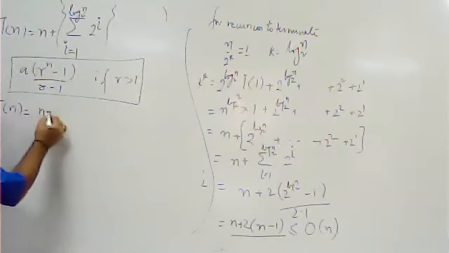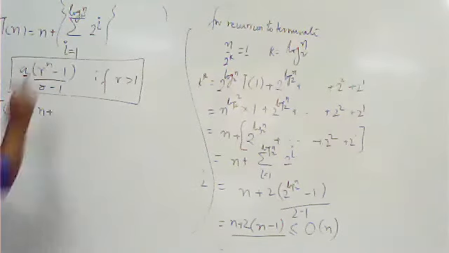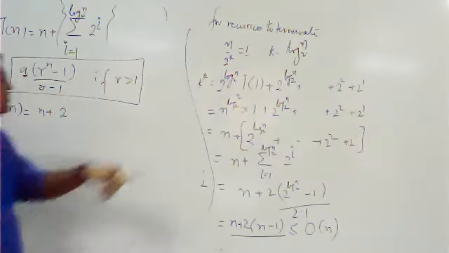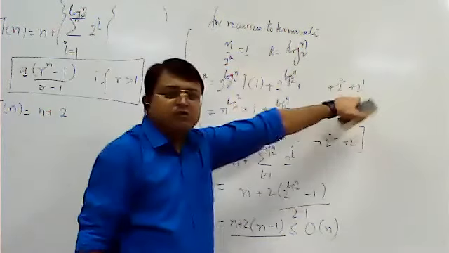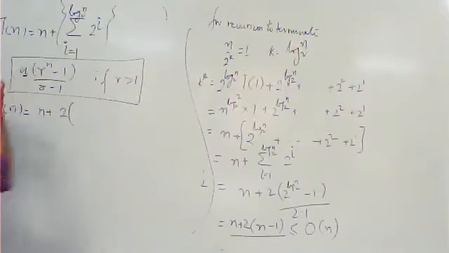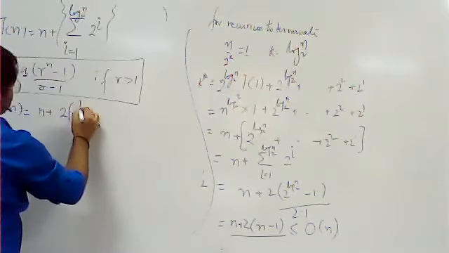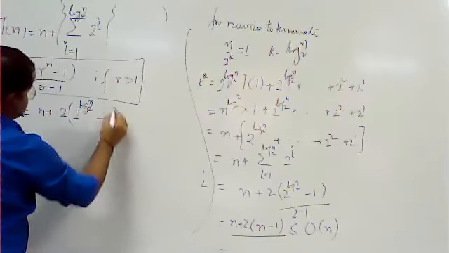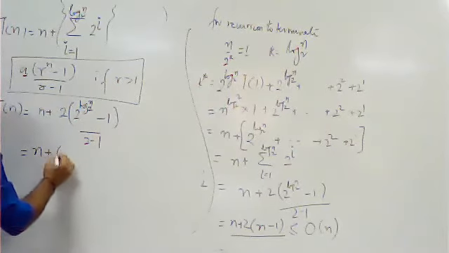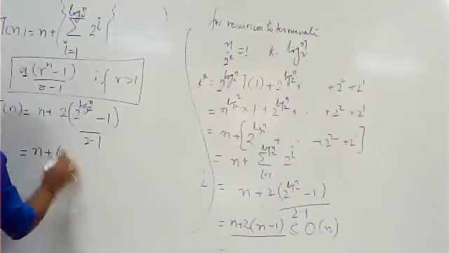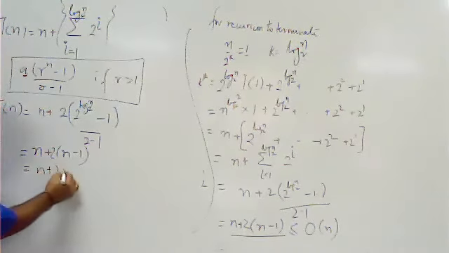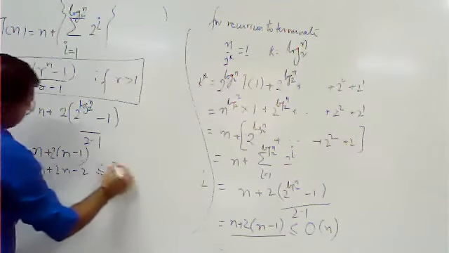Using this formula, Tn is equal to n plus A, which means the first term. The first term of the series was, sorry, 2. Into R to power n, where n means the last term. Here the last term is log n base 2. So 2 to power log n base 2 minus 1 upon 2 minus 1. To solve it, n plus 2, this again we can write as n. So we'll get n plus 2n minus 2. So obviously it is of order of.